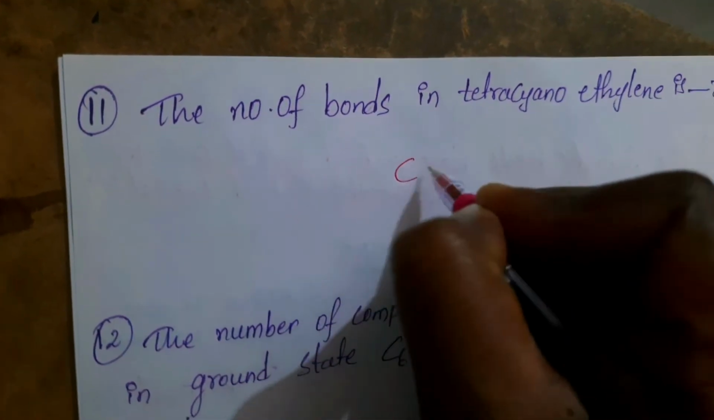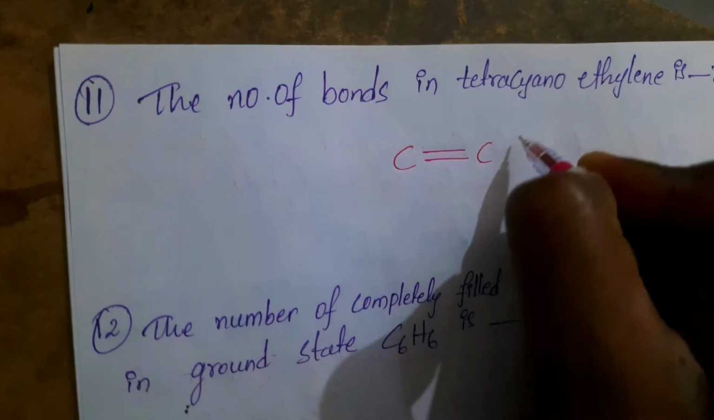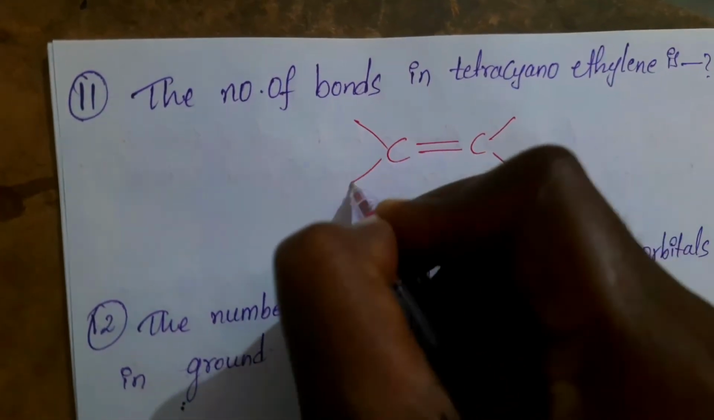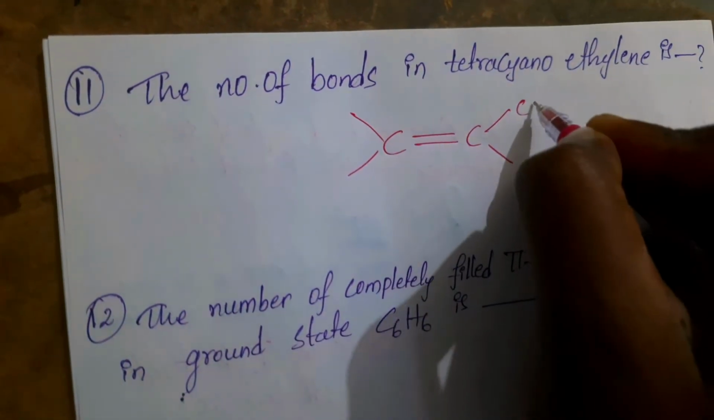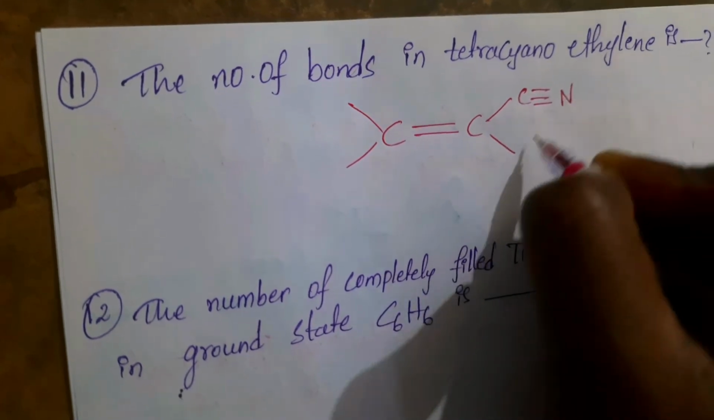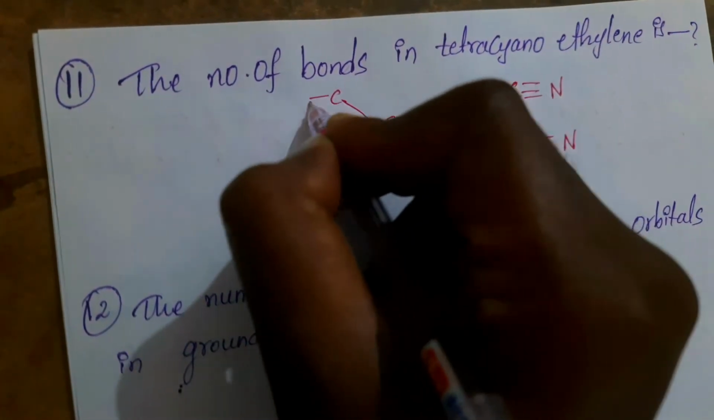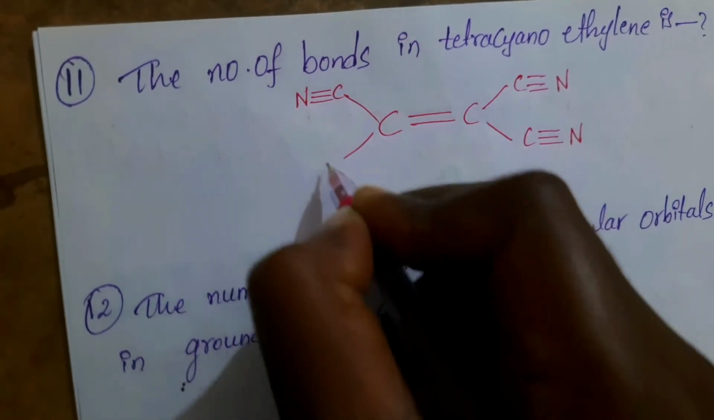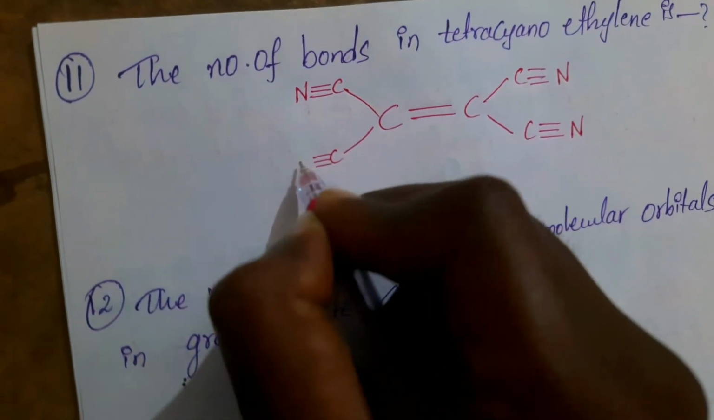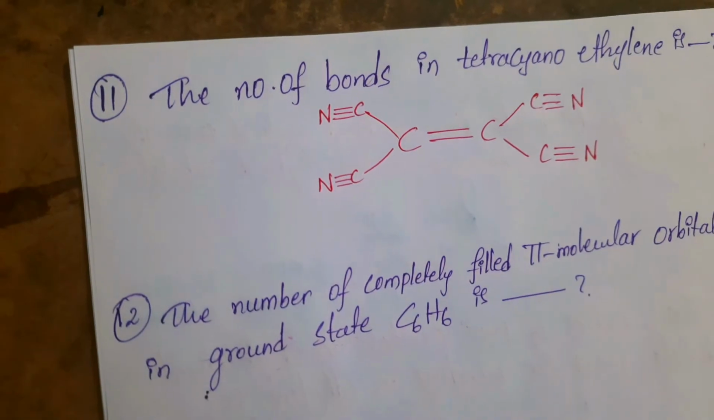You see the number of bonds in tetracyanoethylene they are saying. What is tetracyanoethylene? 2 carbons. Total of how many cyanides? 4 cyanides. That is 1 cyanide here. Tetracyanoethene, they are saying tetracyanoethylene. So you have to write it like this in structural form.